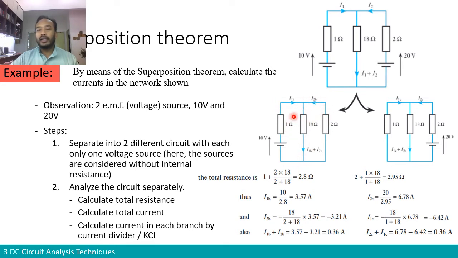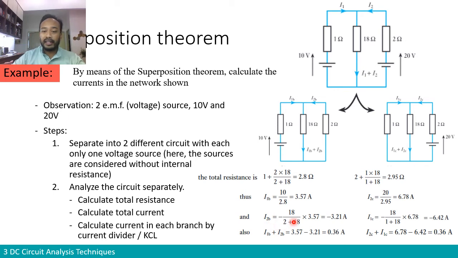So what is I2B? If we know I1B and we don't know the current in these two branches, it is basically a current divider. The current I1B is divided into the branch of 18 ohm and the branch of 2 ohm. Therefore, I2B can be calculated using the current divider.